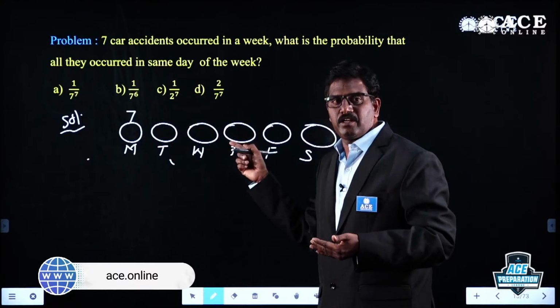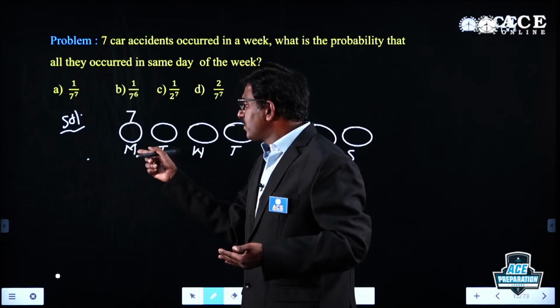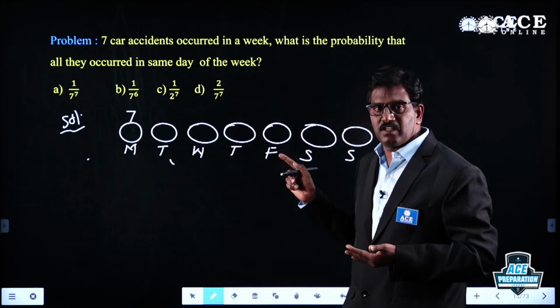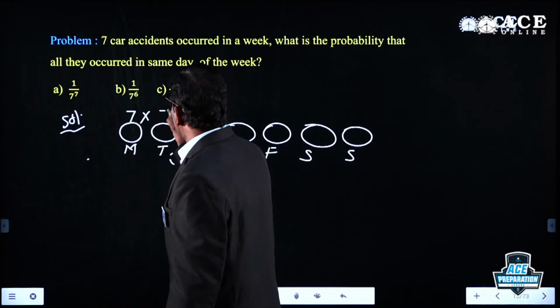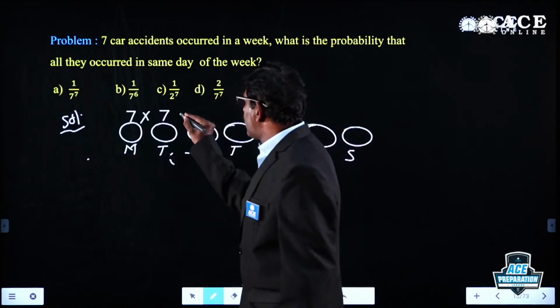We are continuing the task. We should not follow our operation here. It means the number of possibilities on Monday, possibilities on Tuesday and possibilities on Wednesday, so I have to follow the product operation. On Tuesday also we have 7 possibilities. On Wednesday also you have 7 possibilities.